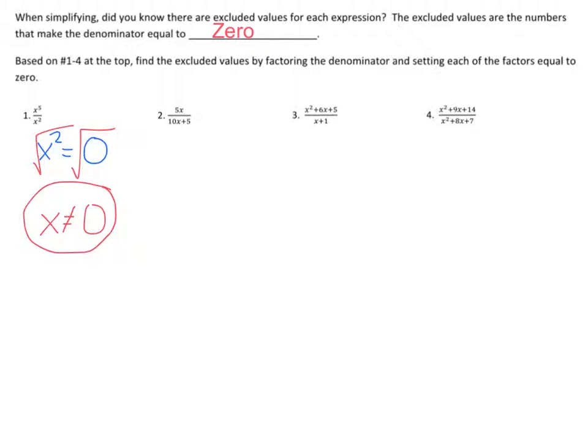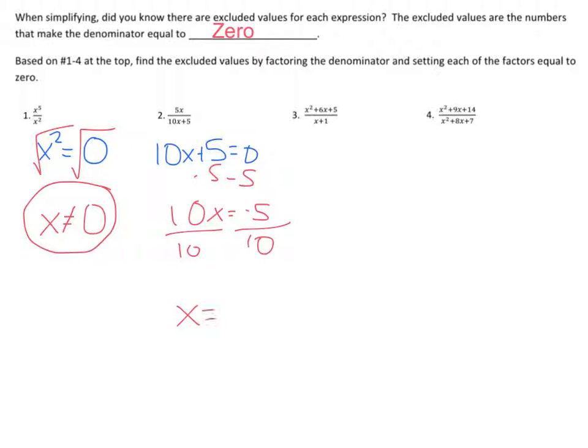On number 2, our denominator is 10x plus 5. I'm going to set that equal to 0, and I'm going to solve for x. When I do that, I'm going to subtract 5 on both sides so that I have 10x equals negative 5. I'm going to divide both sides by 10 so that x equals negative 1/2. And remember, we want to put that it does not equal because this is an excluded value.